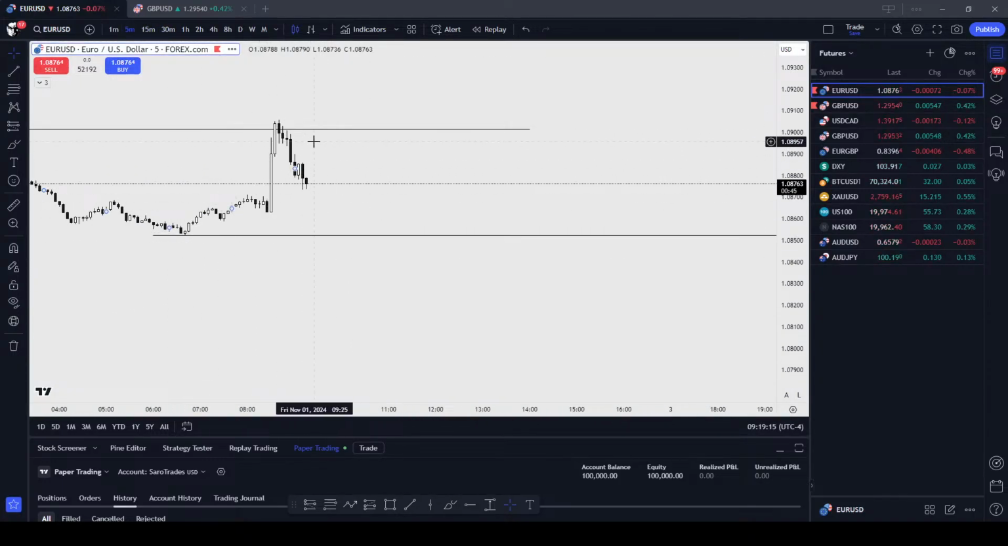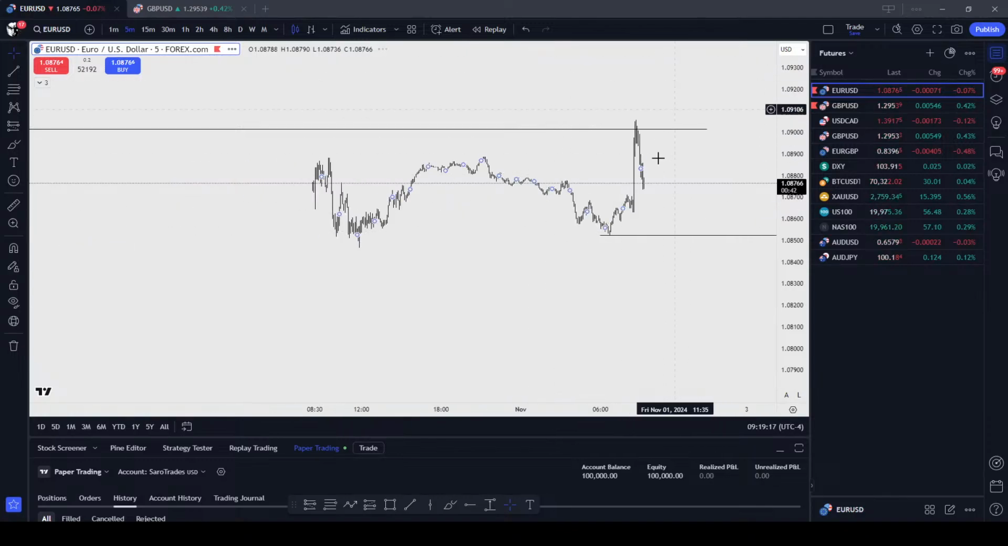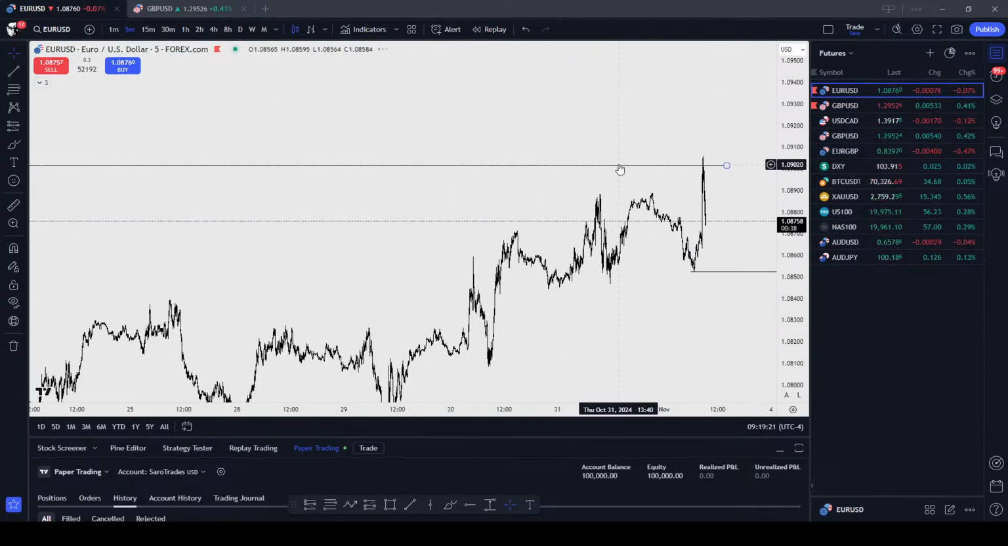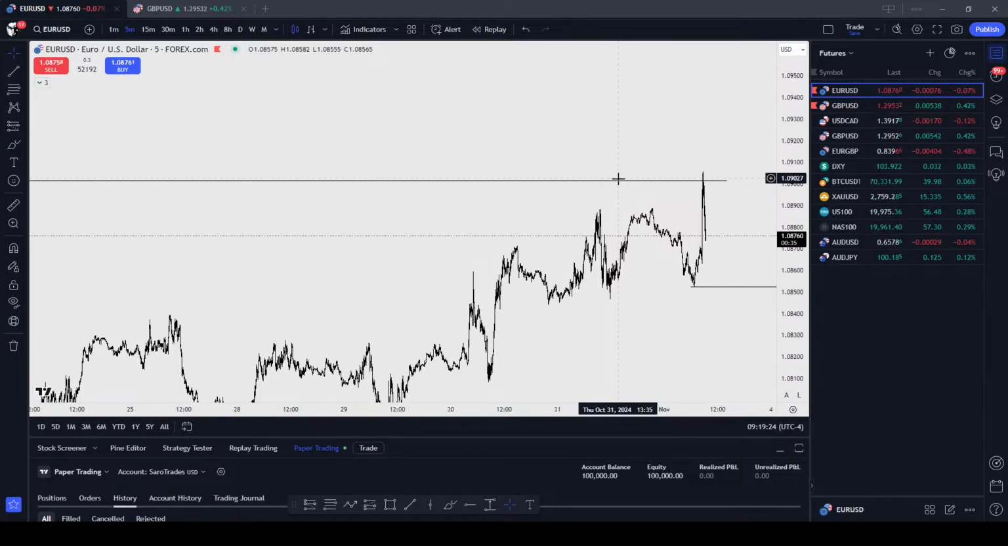We're in the middle of this. It's not a range, but we're in the middle of this area on euro. Let me see.